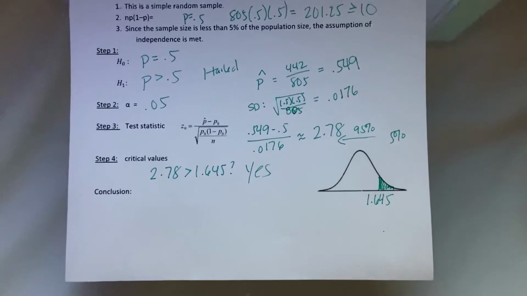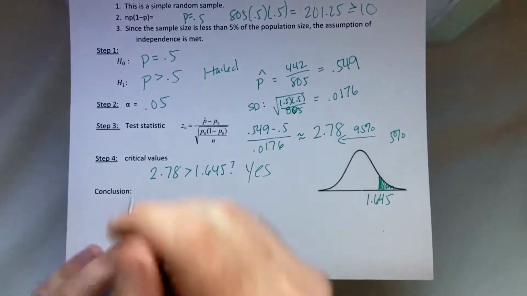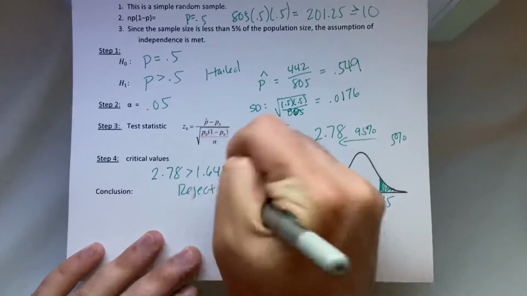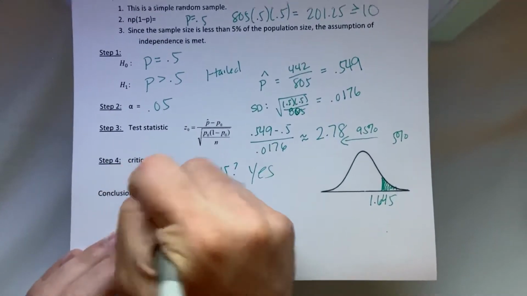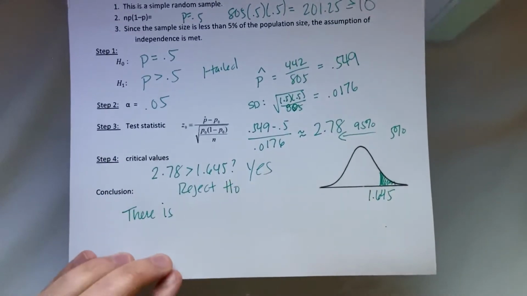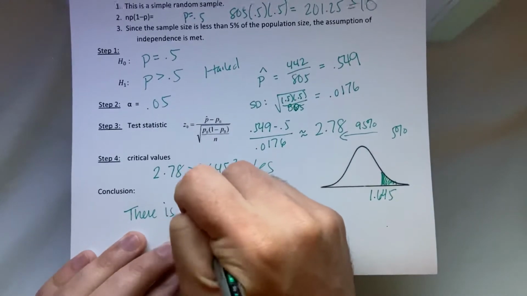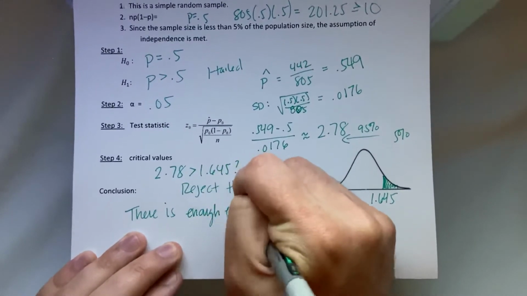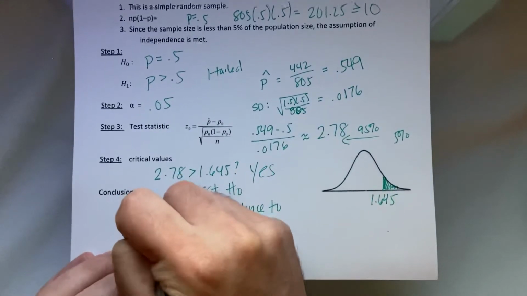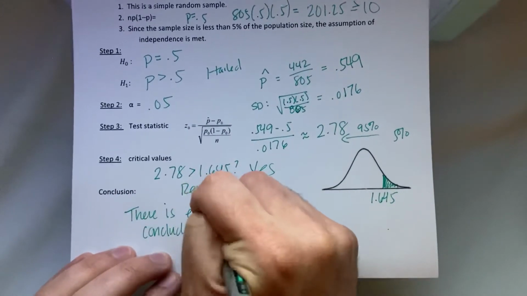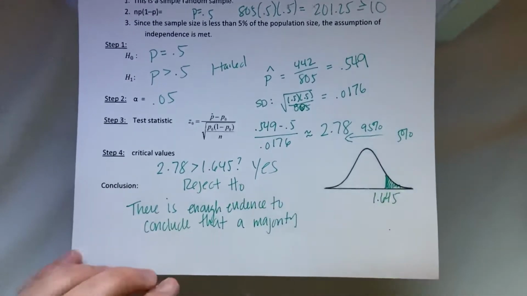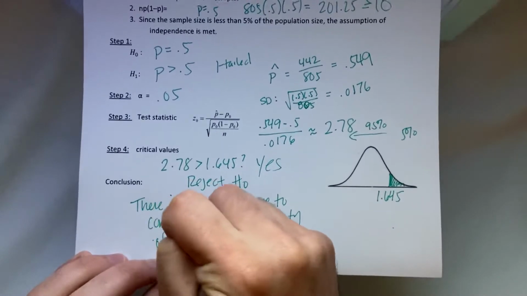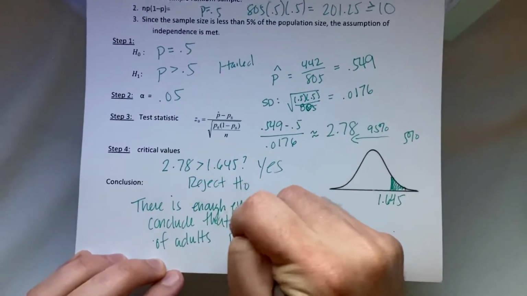What does that mean? If we're in the shaded region, we reject H naught because we have enough evidence. And our conclusion is there is sufficient evidence. Remember, our conclusion will talk about our alternative hypothesis. There is enough evidence to conclude that a majority of adults prefer the window seat.